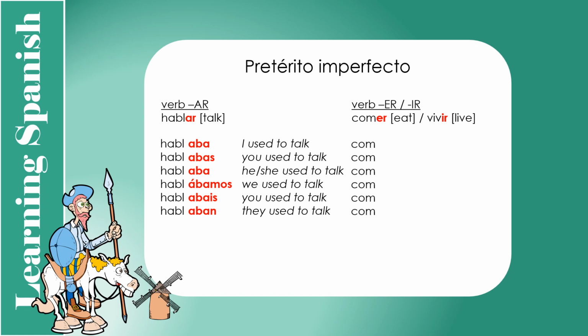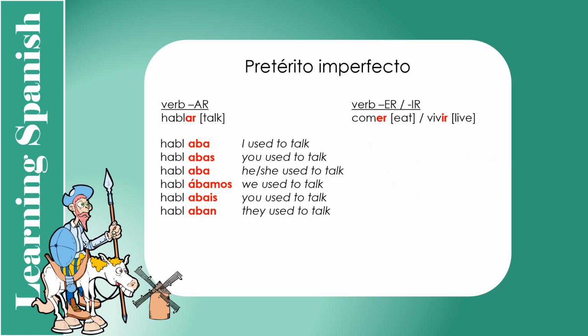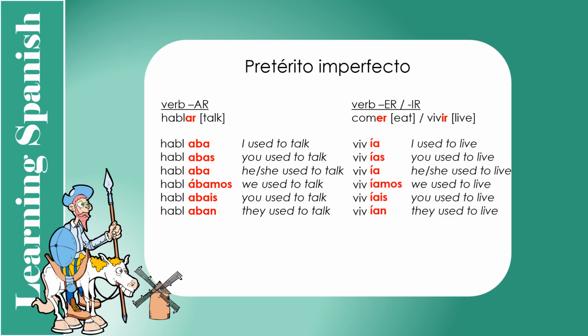Then comer, and the endings comía, comías, comía, comíamos, comíais, comían. And also in this case we used to eat instead of ate. And finally a verb ending in IR, vivir, vivía, vivías, vivía, vivíamos, vivíais, vivían. And also with the verbs ending in ER and IR, you see that both the first person singular and third person singular have the same ending.